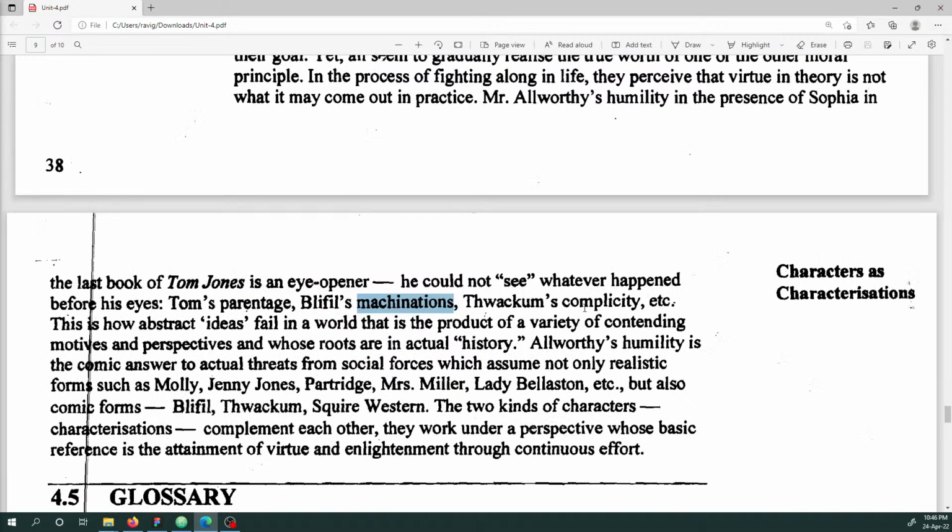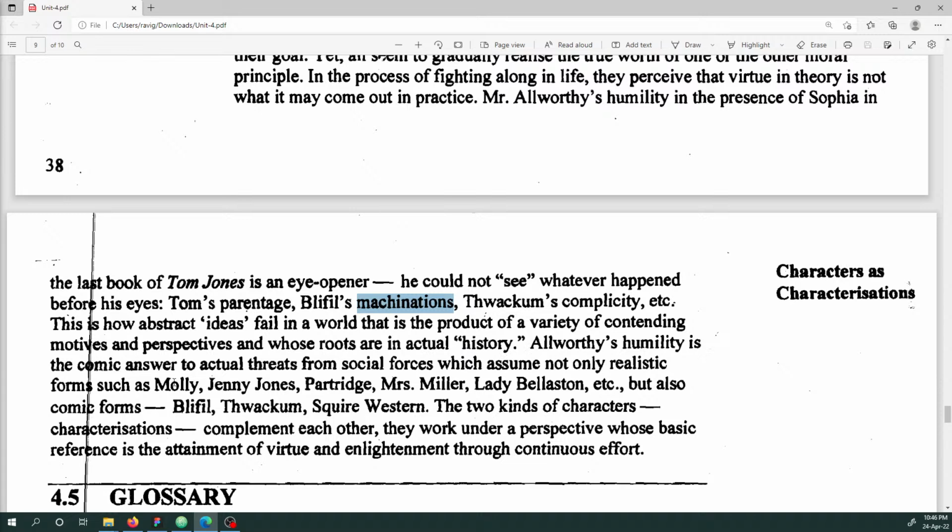Thwackum's complicity, etc. This is how abstract ideas fail in a world that is the product of a variety of contending motives and perspectives and whose roots are in actual history.